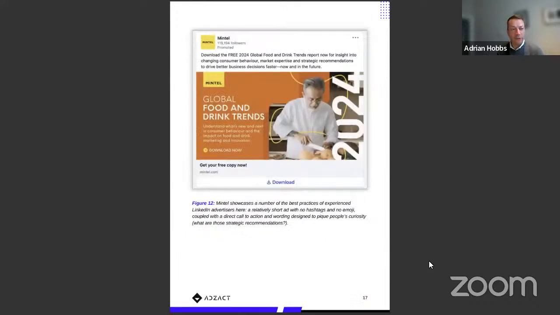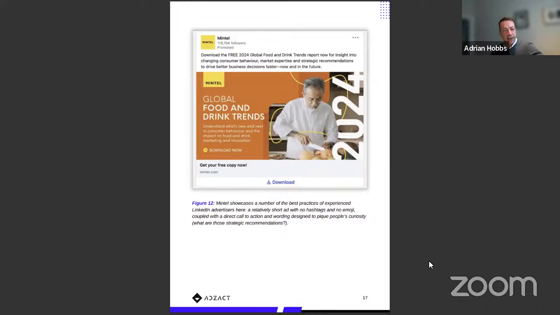Just one final one, it's a full ad here, which I think takes into account a lot of the things that we've talked about. So you've got a really clear call to action around this very specific report. So it's talking to a particular audience. No hashtags, no emojis. Clear image. The call to action in this ad is all over the place, right? Download free global report. So that's right up there.